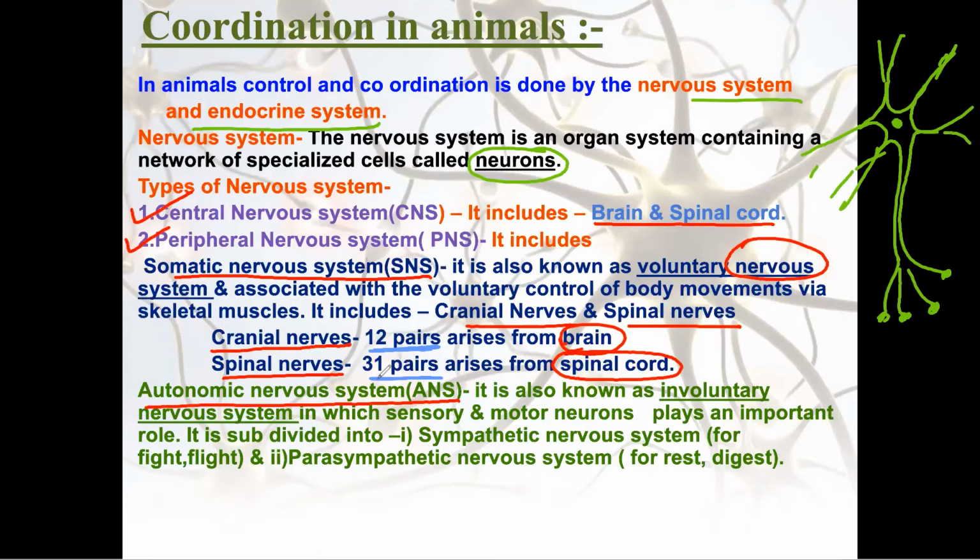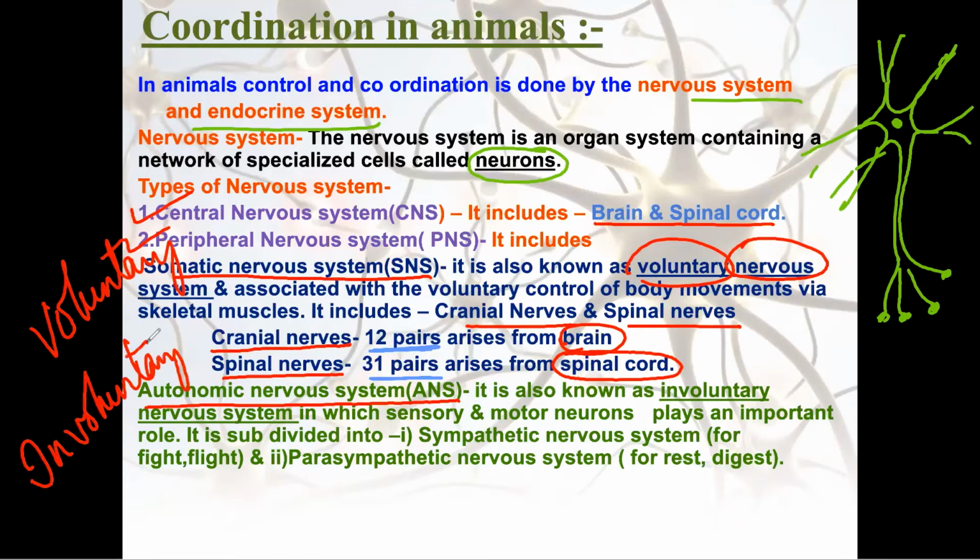Clear? Now, autonomic nervous system, which is also known as ANS. It is also known as the involuntary nervous system. Somatic is the voluntary nervous system, whereas autonomic is the involuntary nervous system. Voluntary is under our control, whereas involuntary is not in our control.